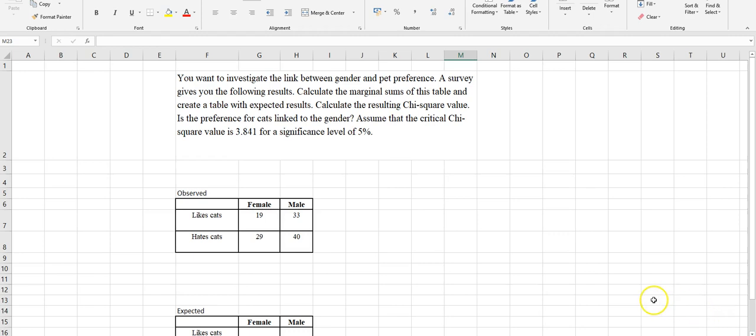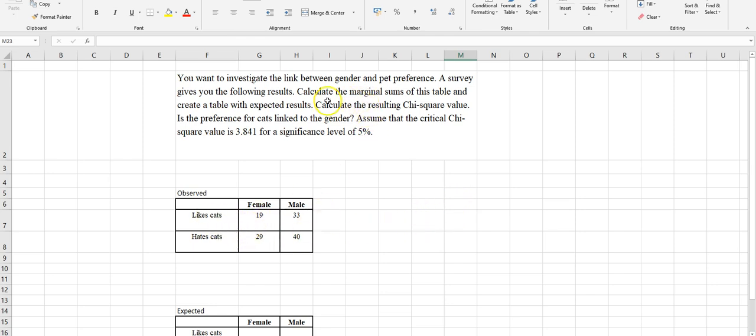Now in this example, we again have a survey and we want to check whether pet preference and gender are somehow linked. That, for example, females prefer cats, males prefer dogs, or the other way around. So that is our question. And we have here our little survey.